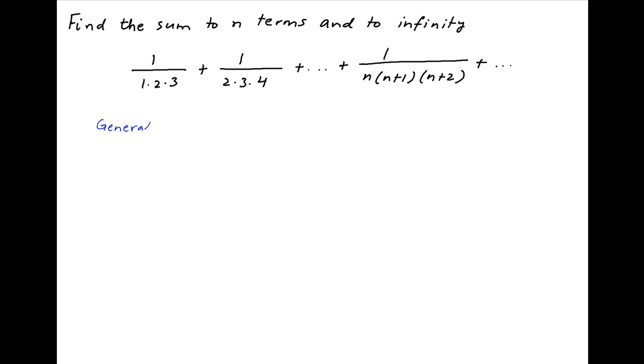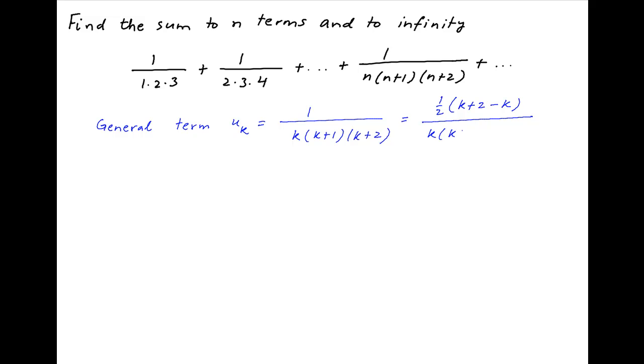The general term of the series uk can be written as 1 upon k times (k plus 1) times (k plus 2). Now the numerator of this expression can be written as (k plus 2 minus k) divided by 2. And therefore uk can be broken into two components.